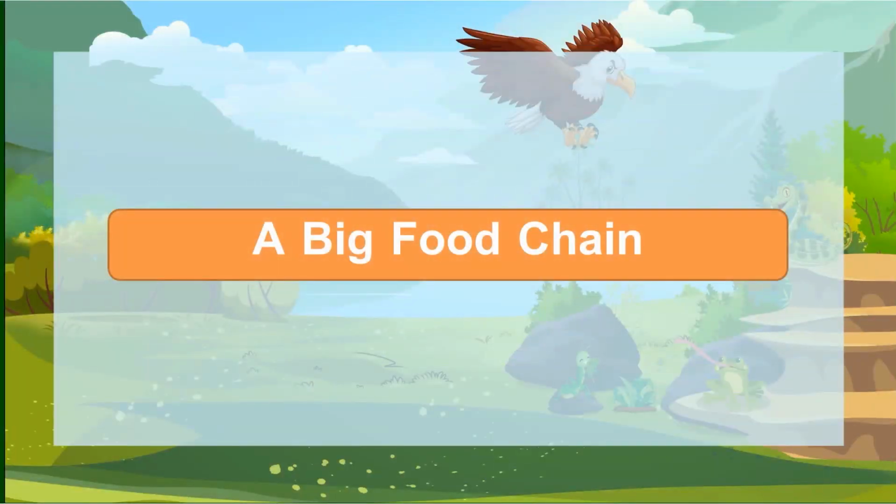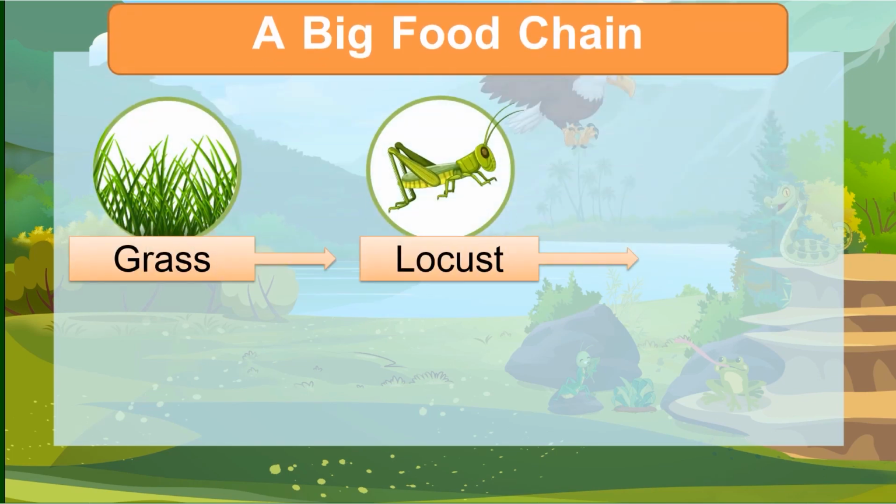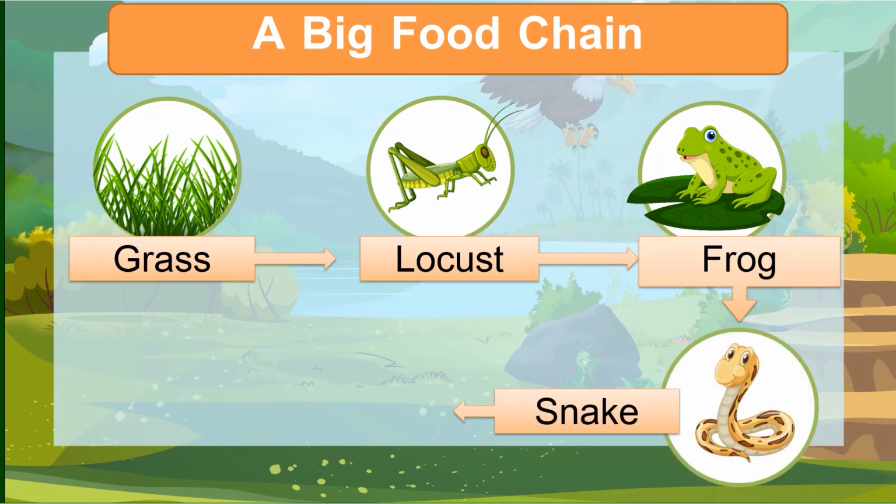This is a big food chain. It begins with the grass, which is eaten by the locust, who is then eaten by the frog, who is then eaten by the snake. Finally, the snake is eaten by the falcon.